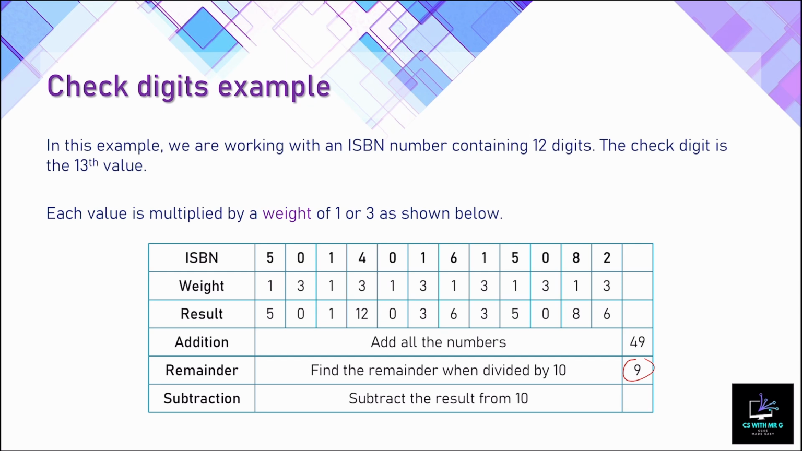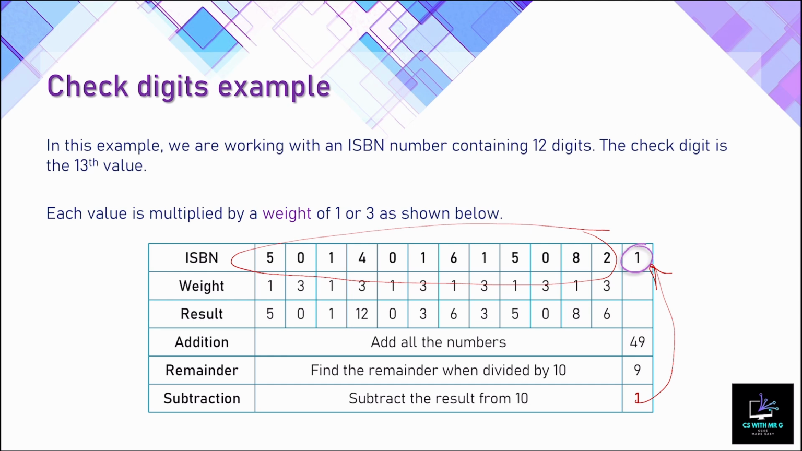Then we subtract the result from 10. So 10 minus 9 is 1. And there we have it. The 1 is the check digit, and it is applied to the number so that when this number is input, it will run the same algorithm and see if the 1 matches, and that will make sure that the number is correct.